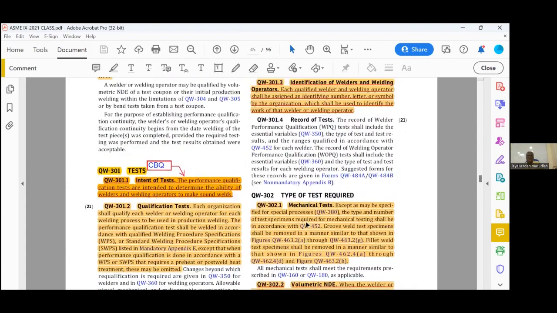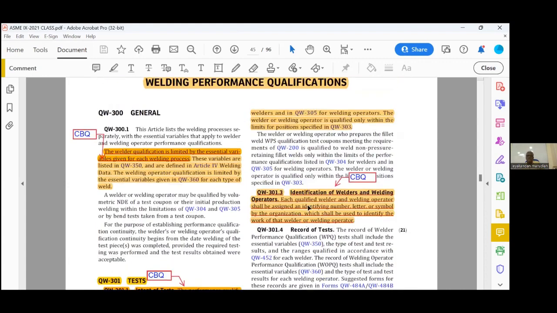Then this you know already. Each welder you should give an identified number. Highlight this one. Each qualified welder and welding operator shall be assigned an identified number, letter, or symbol by the organization, which shall be used to identify the work of the welder or welding operator. That is closed book.